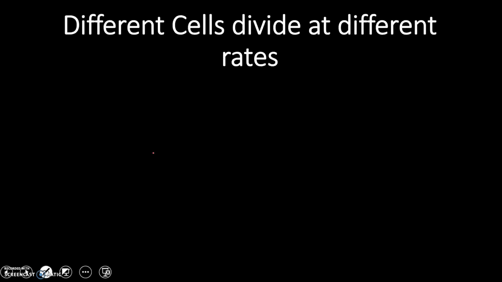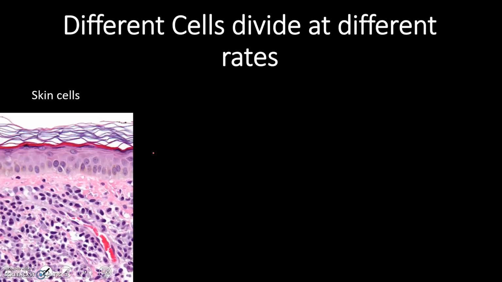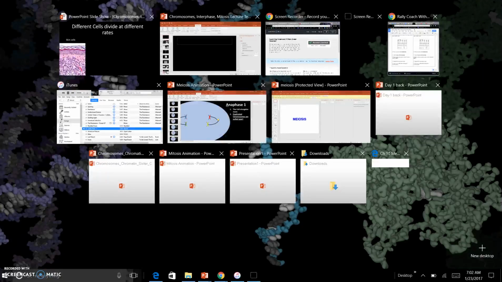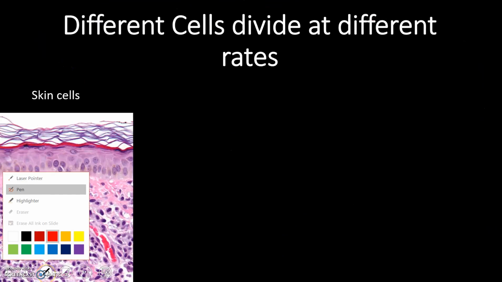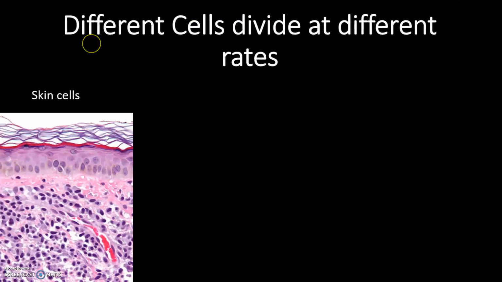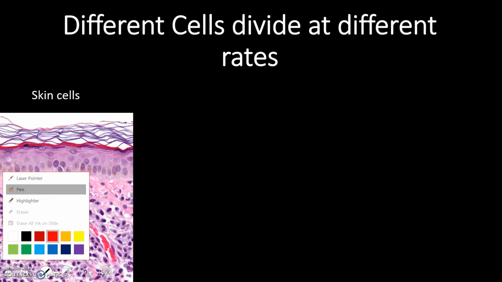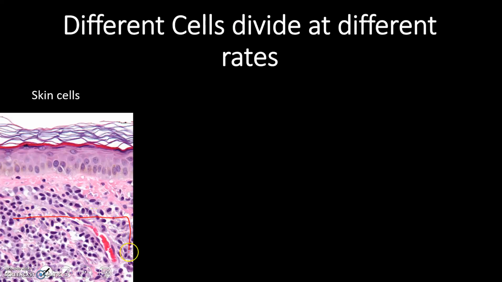Different cells divide at different rates. So if I'm looking at a skin cell, these cells that are deeper, over here, they go through mitosis at a much higher rate than most other cells. Your skin is constantly sloughing off on top, and since those cells are sloughing off, they constantly have to be replaced. So the cells in the bottom are going through mitosis at a very fast rate to replace the ones that are sloughing off.